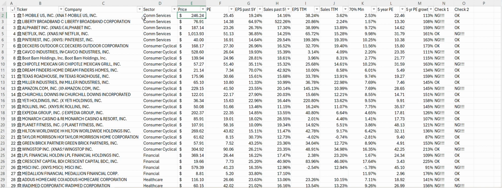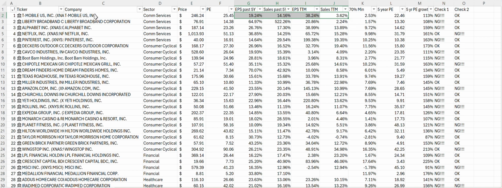So the price is automated here. The PE is automated here. Now I had to manually input earnings per share past 5 years, sales past 5 years, earnings per share trailing 12 months, and sales trailing 12 months. If anyone knows how I can actually automate that, that would help heaps. Please comment below.